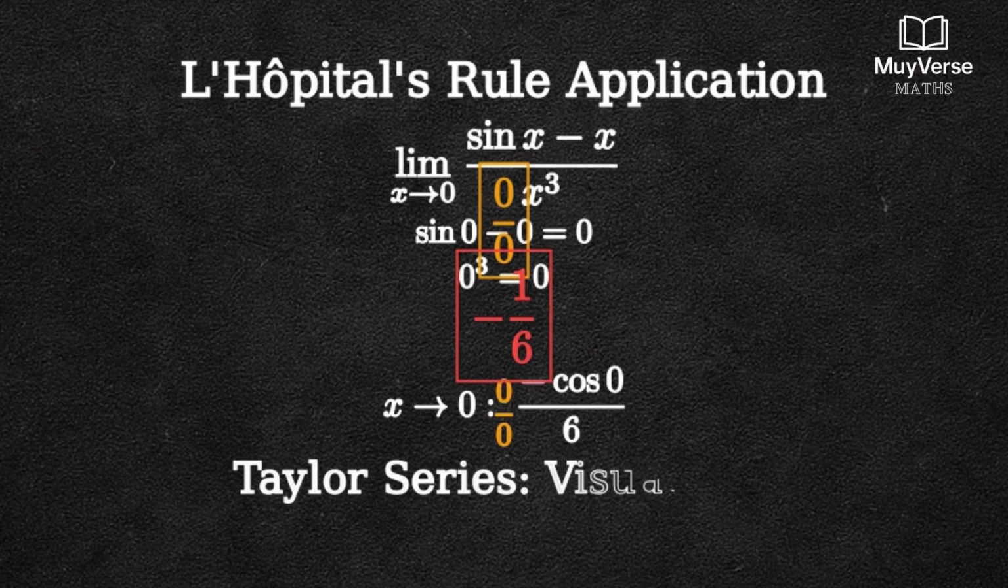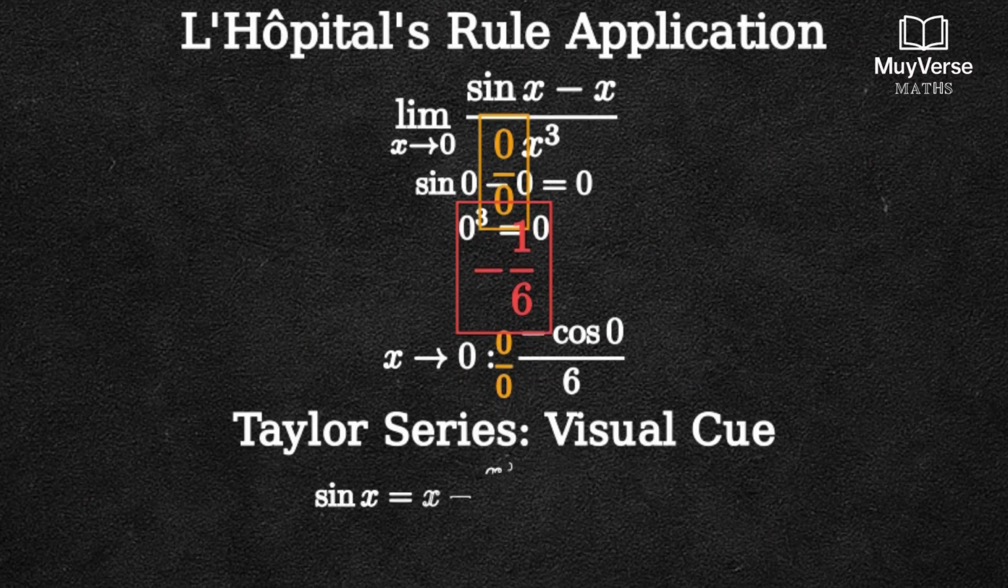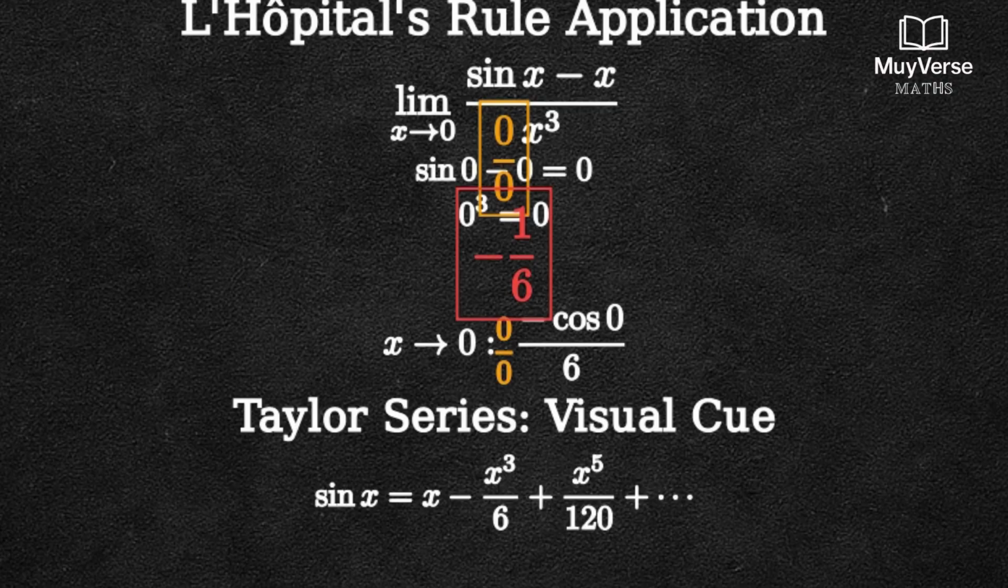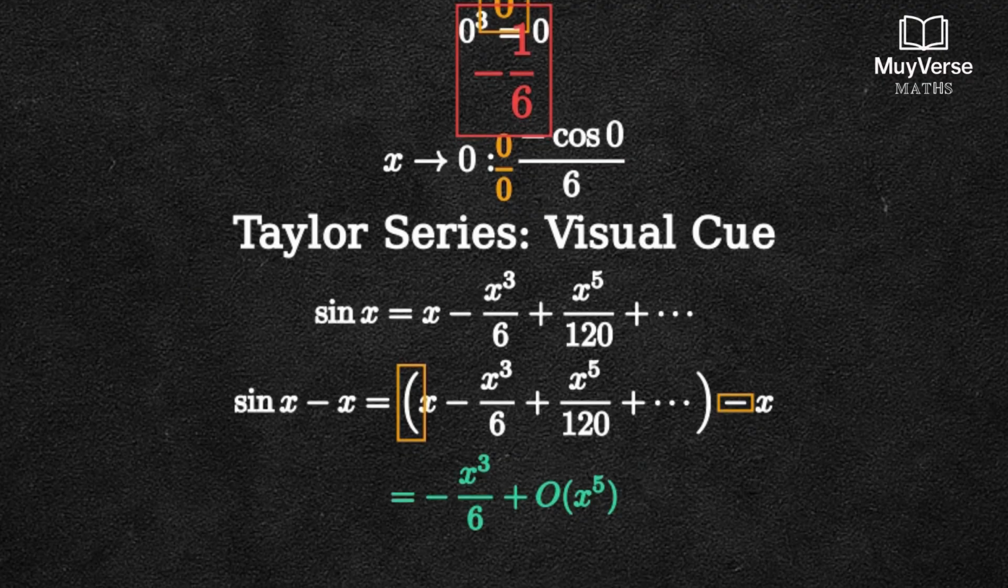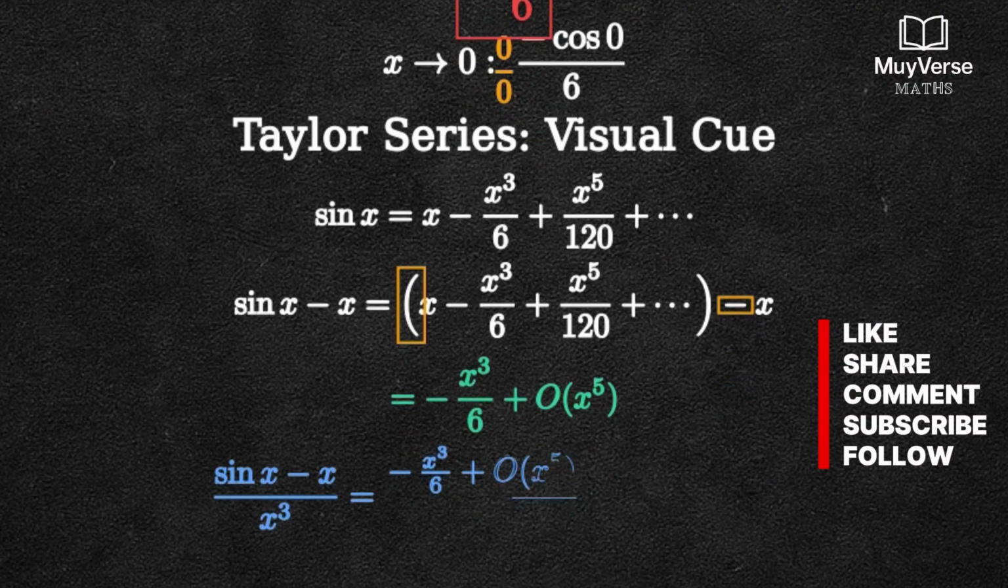Method 2, Taylor series visual cue. Sin x equals x minus x cubed over 6 plus x to the 5th over 120 and higher powers. Subtract x to form sin x minus x. The x terms cancel, leaving negative x cubed over 6 plus higher order terms. Divide by x cubed. We get negative 1 over 6 plus a term of order x squared.